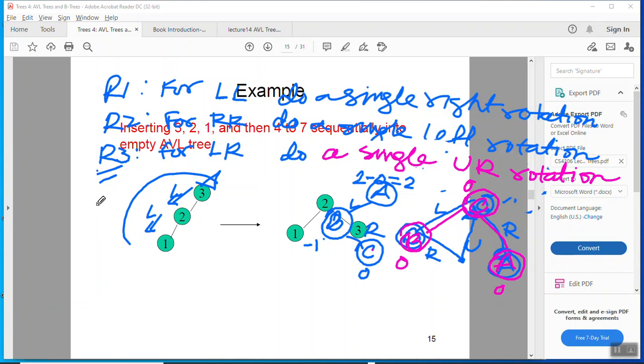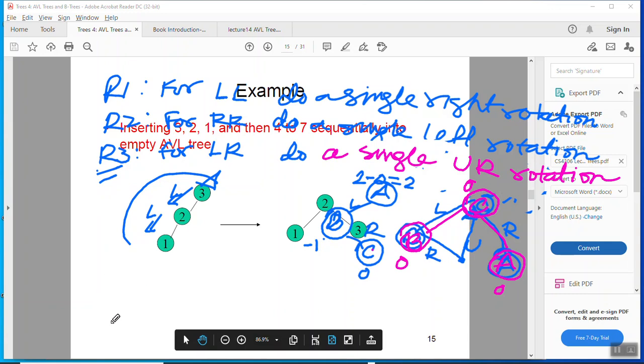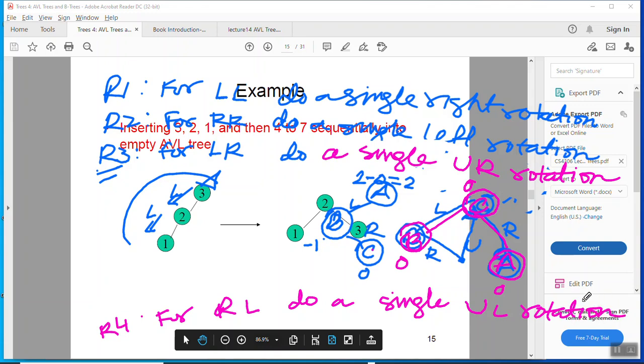Now let us apply the similar technique for rule 4, for right-left. Do a single up-left rotation. Let us give an example. For instance, I can put an example over here.